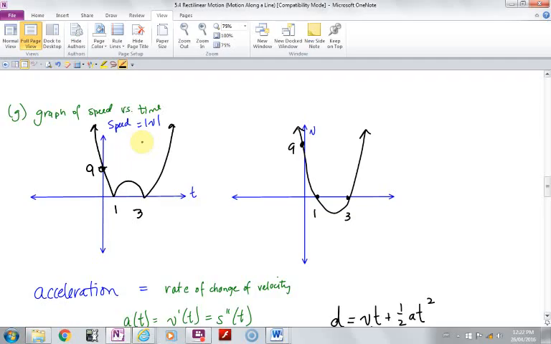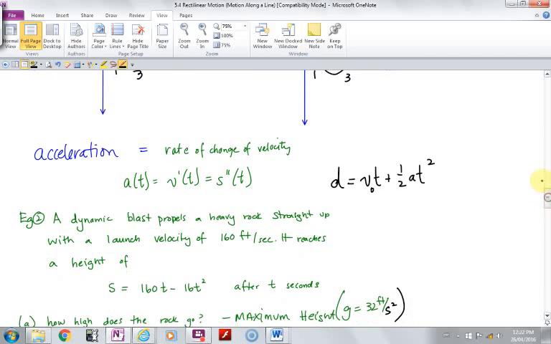Okay? Now, acceleration, you learned in physics, is the rate of change of velocity. So how do we find acceleration? Second derivative of the position function or first derivative of the velocity function. Good. Okay? So acceleration is the first derivative of the velocity function or the second derivative of the position function.